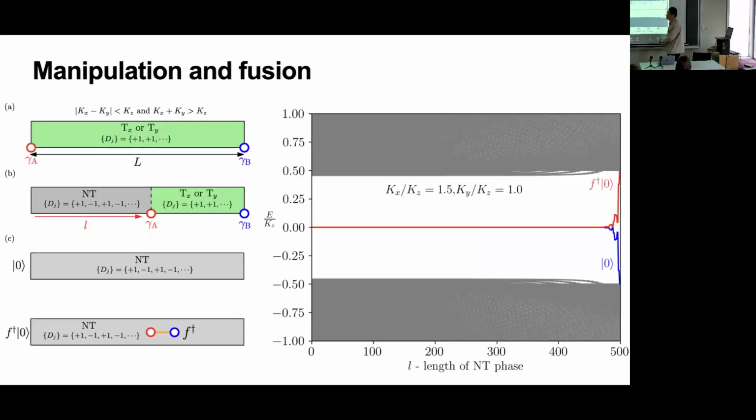So this motivates us to possibly manipulate and fuse these Majorana fermions in these ladders. One can begin by preparing the TX or TY phase for your spin model with these conditions. Then you have a TX or TY phase with two edge Majoranas.